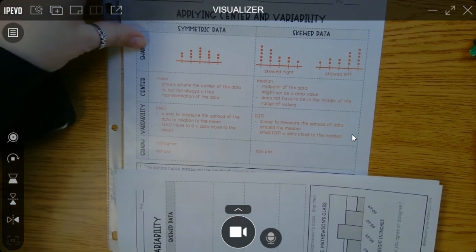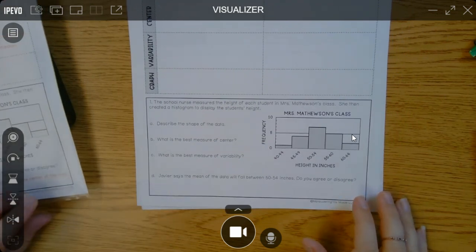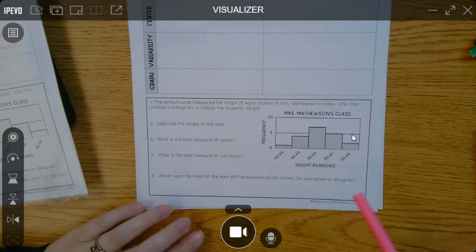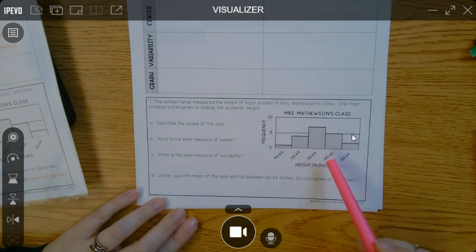Okay, now that we've rambled on enough about the different types and spreads of data and when to use what type of variability, let's go ahead and analyze some of these graphs. So here we have Mrs. Mathiason's class, and the school nurse measured the height of each student in her class. She created a histogram to display the students' heights. They ranged all the way from 40 to 64.